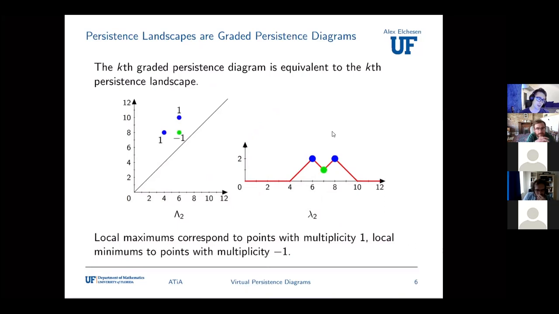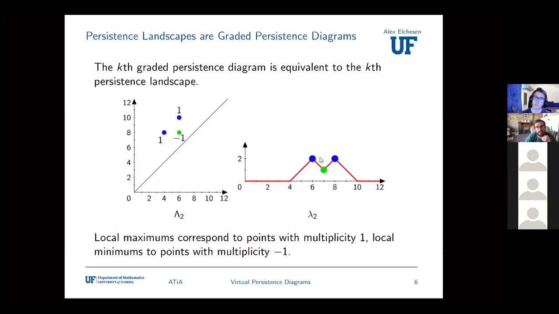And so when I joined the group, the question was, what kind of distances can we consider between these things? Obviously we have the L2 distance between persistence landscapes, but if we want to think of these more as persistence diagrams or signed persistence diagrams, what kind of distances can we consider between them? Wait, Alex, could I ask what you mean by local maximums and minimums?